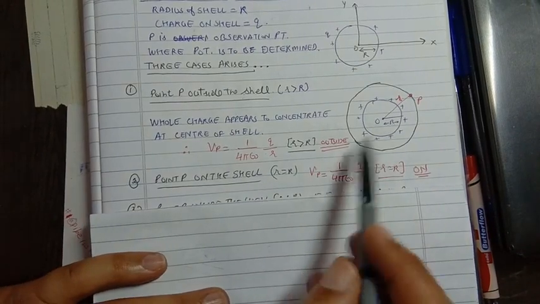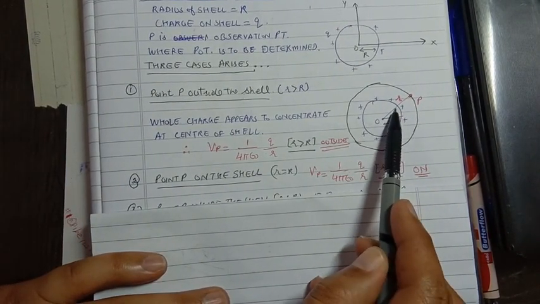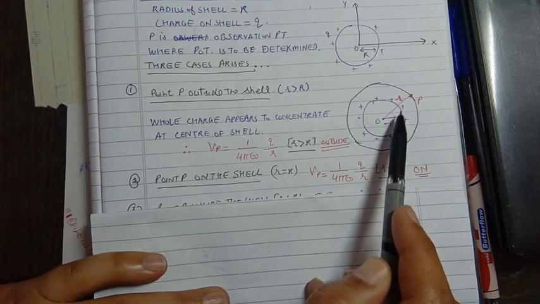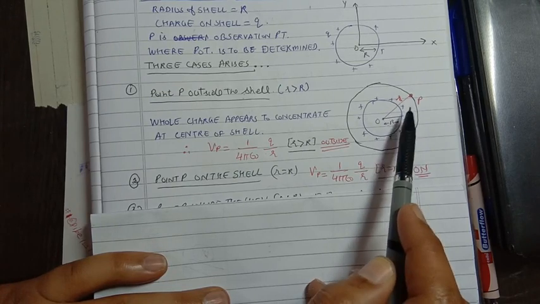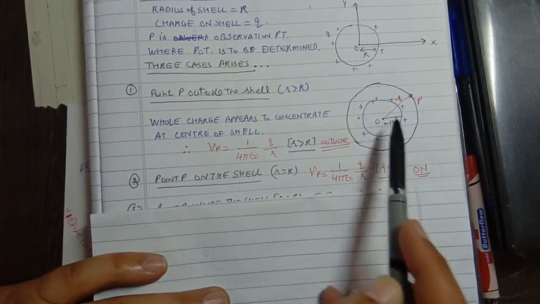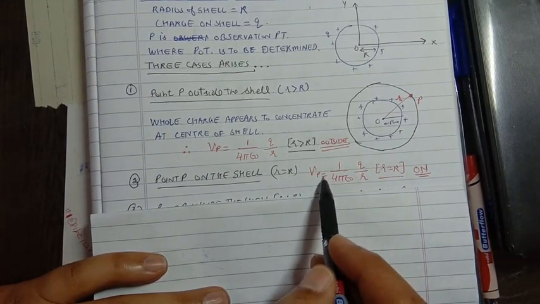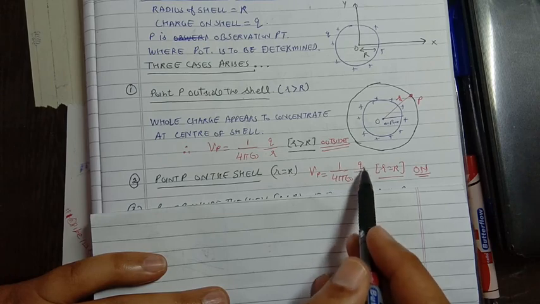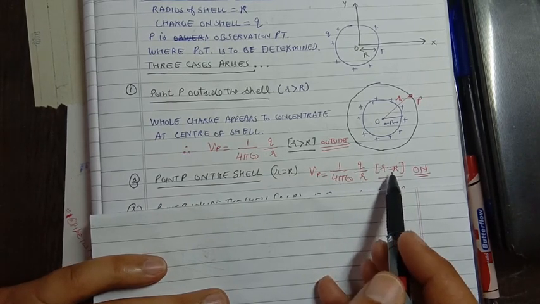Similarly, if we shift this observation point over here, that is on the surface of the shell, then only one change will be there: the radius of the shell will become equal to the distance between observation point and the center of the shell. So just replacing r with capital R, the value of potential on the shell surface is 1 over 4 pi epsilon naught Q by R, such that now small r is equal to capital R.